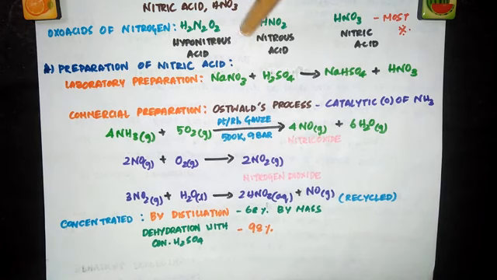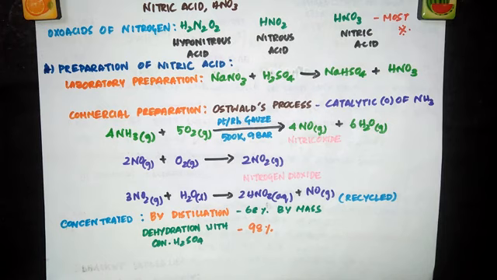H2N2O2, hyponitrous acid; HNO2, nitrous acid; HNO3, nitric acid. Among these three oxo acids of nitrogen, nitric acid is the most important. So now we will see the preparation of nitric acid. As usual, we have two different preparations: laboratory preparation and commercial preparation.